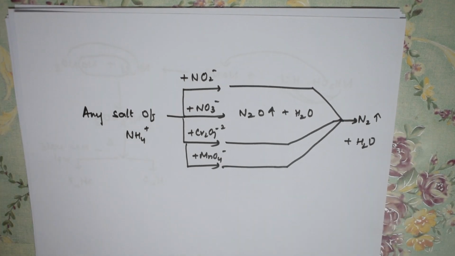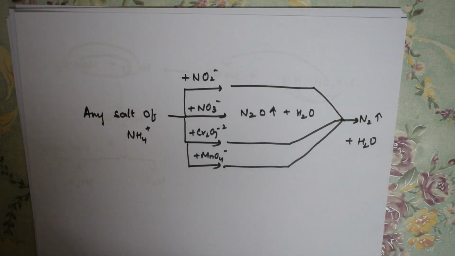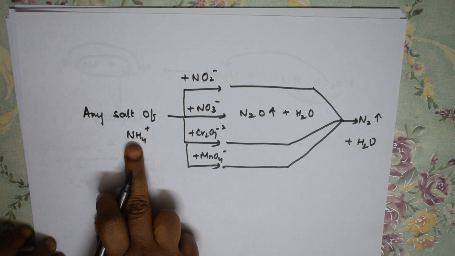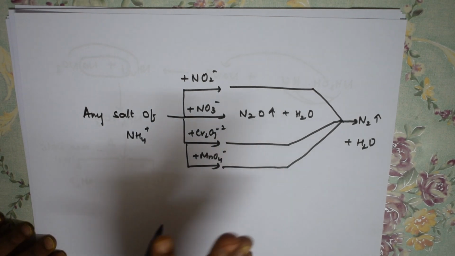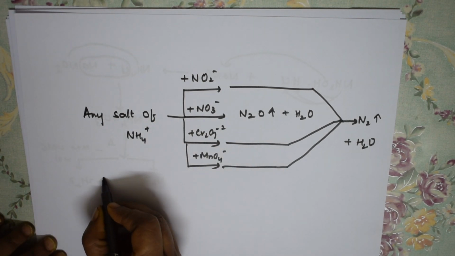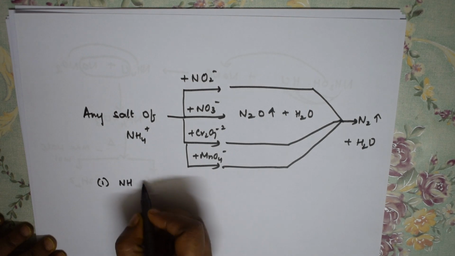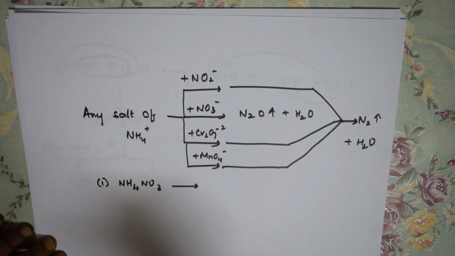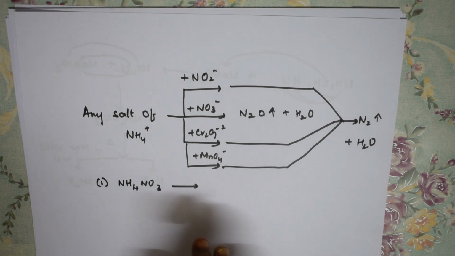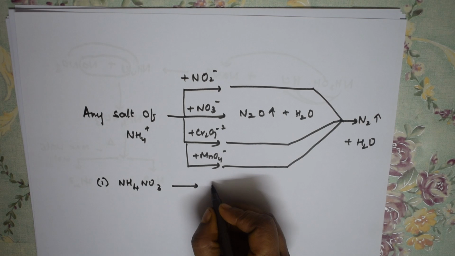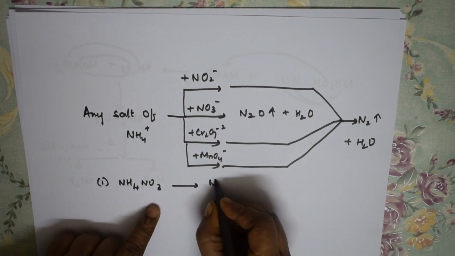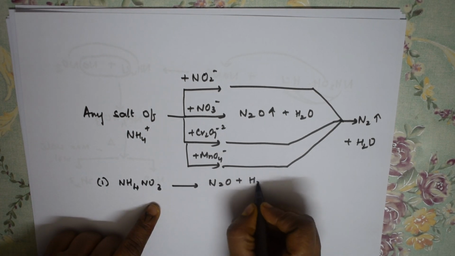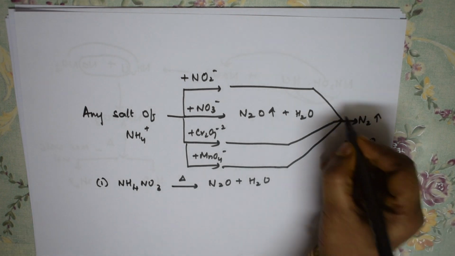Simple. Let us see the reaction of this and understand. Suppose I am taking ammonium nitrate, anything we will take. Let me take one example of ammonium nitrate. It's going to dissociate. As we just saw, nitrate always dissociates into N2O plus water on heating.